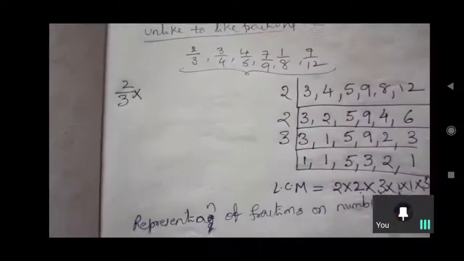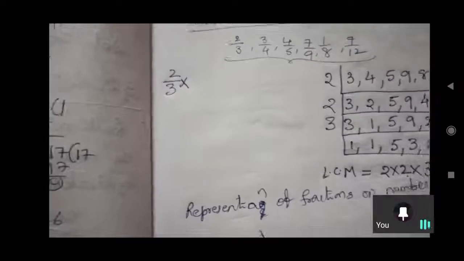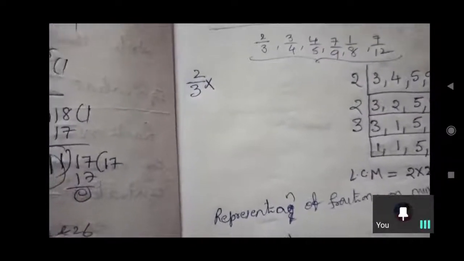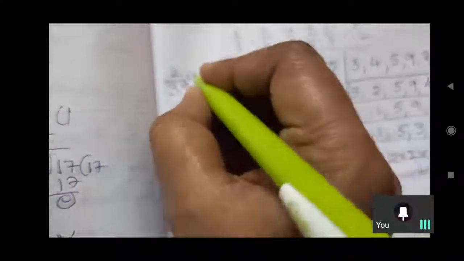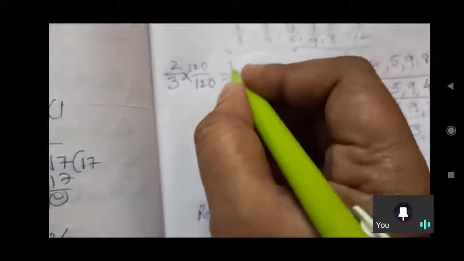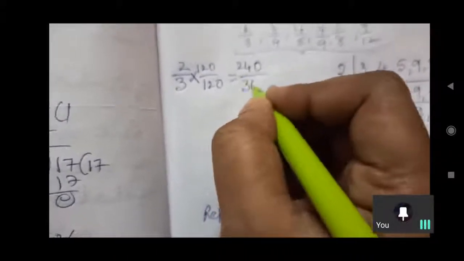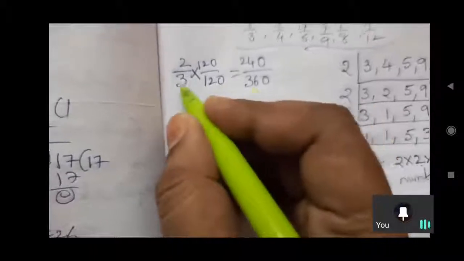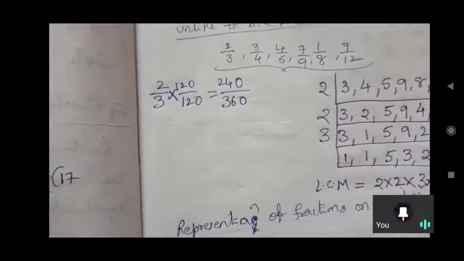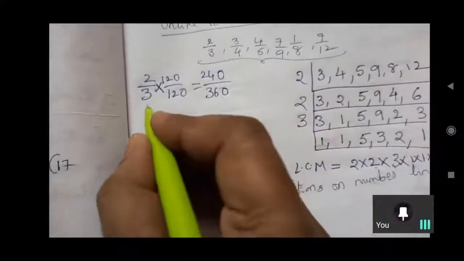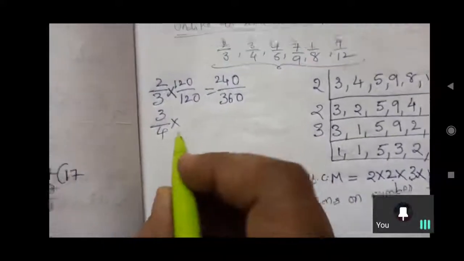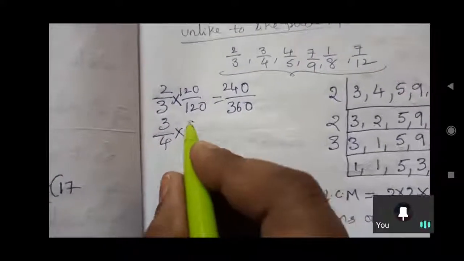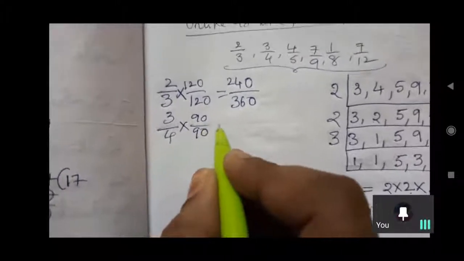So 2 by 3 into, how much we need to multiply to get the denominator 360? With which number we need to multiply? 120 by 120. So then we can get 360 in the denominator. So we'll get 240 by 360. And 12 threes are 36, 0 we can keep like that. Okay. And 3 by 4. So with what number we need to multiply? 90 by 90, we can take 360.